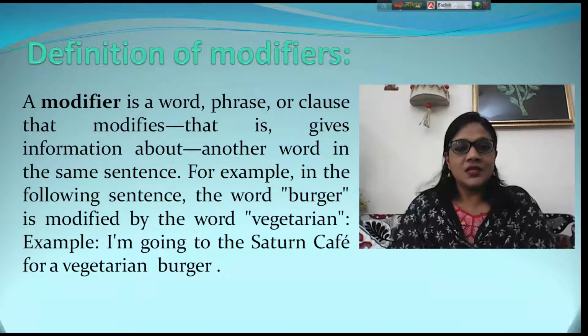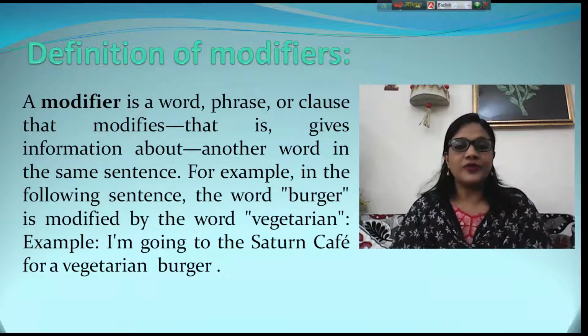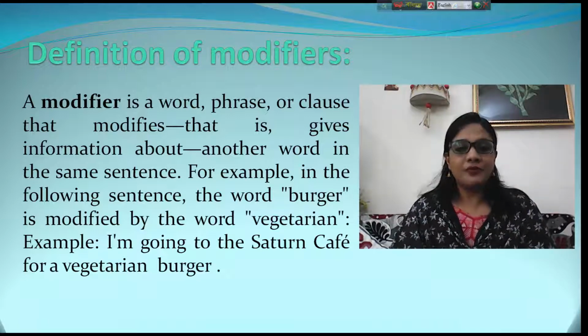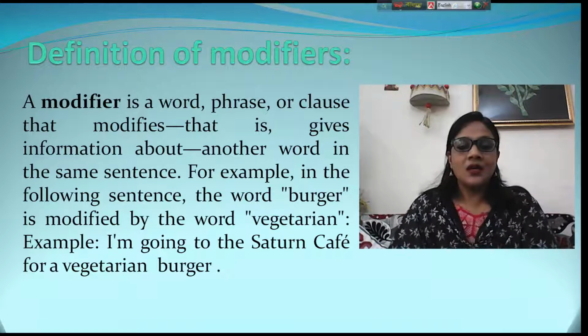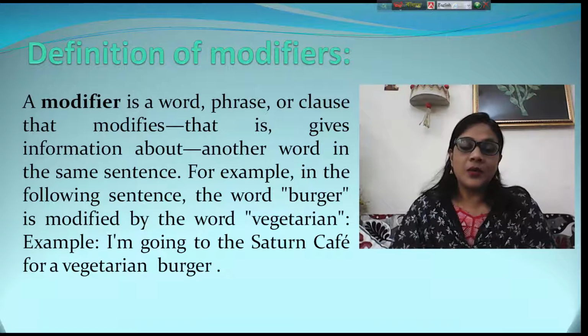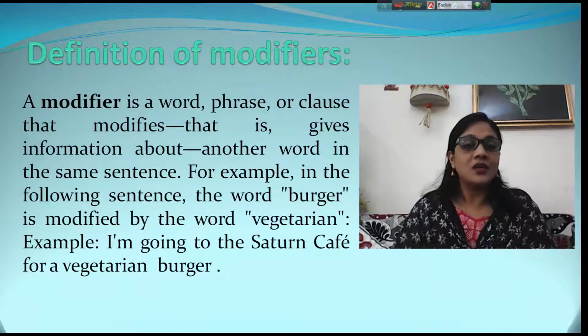My dear students, if you follow the definition of the modifiers, you see a modifier is a word, phrase or clause that modifies, that is, gives information about another word in the same sentence. You have to notice that the purpose of modifiers is to give extra information about a word in a sentence.